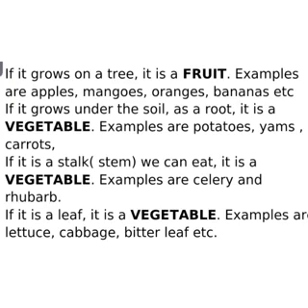So, I'm going to read what's on the screen. Read with me. If it grows on a tree, it is a fruit. Examples are mangoes, apples, oranges, bananas, etc. If it grows under the soil as a root, it is a vegetable. Examples are potatoes, yams, carrots. If it is a stalk or stem that we can eat, it is a vegetable. Examples are celery and rhubarb. If it is a leaf, it is a vegetable. Examples are lettuce, cabbage, bitter leaf.